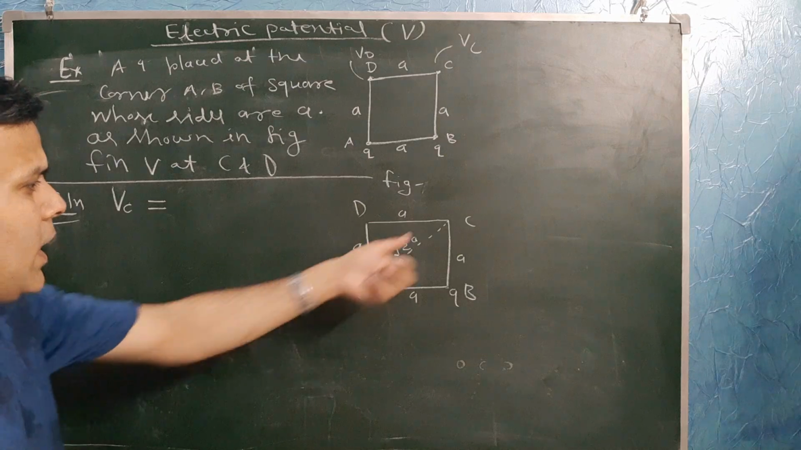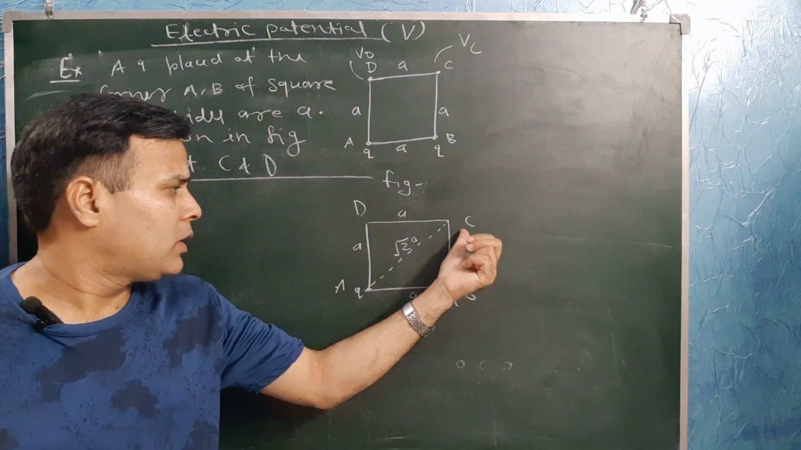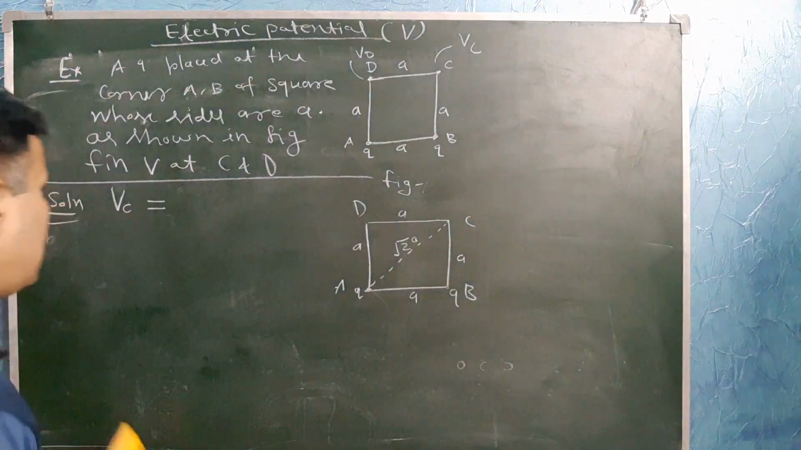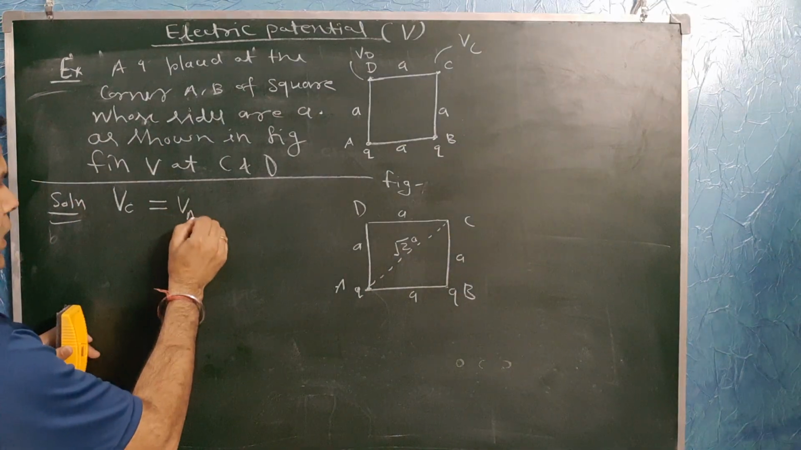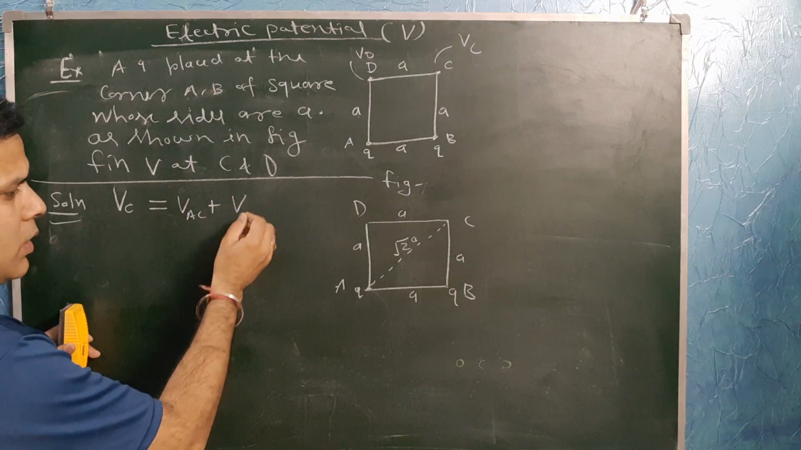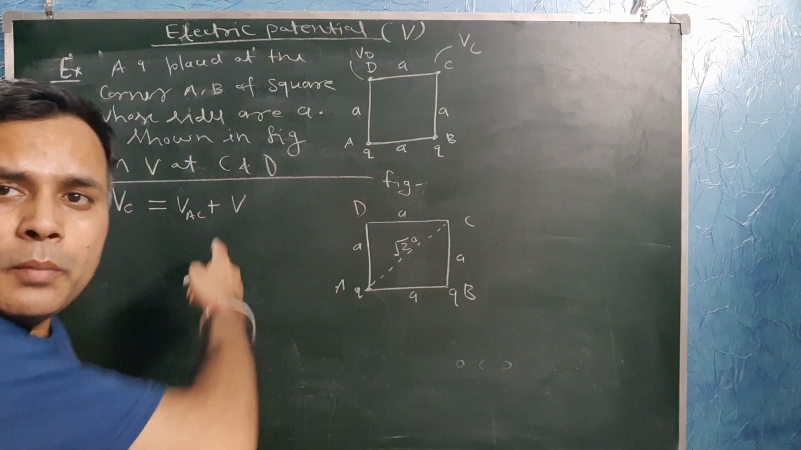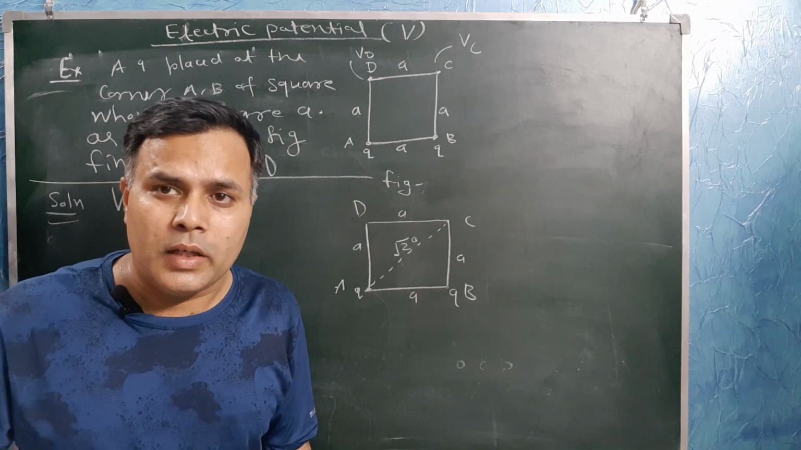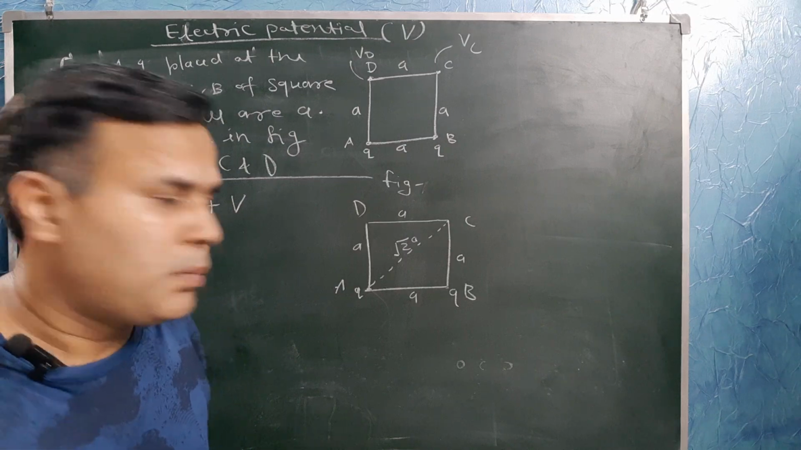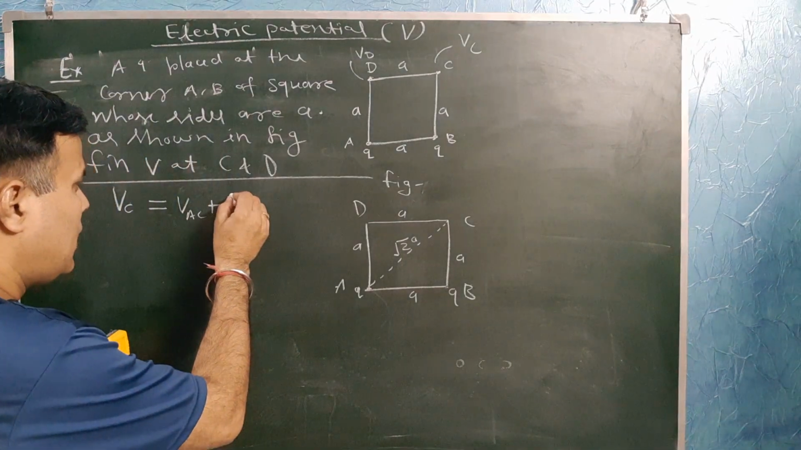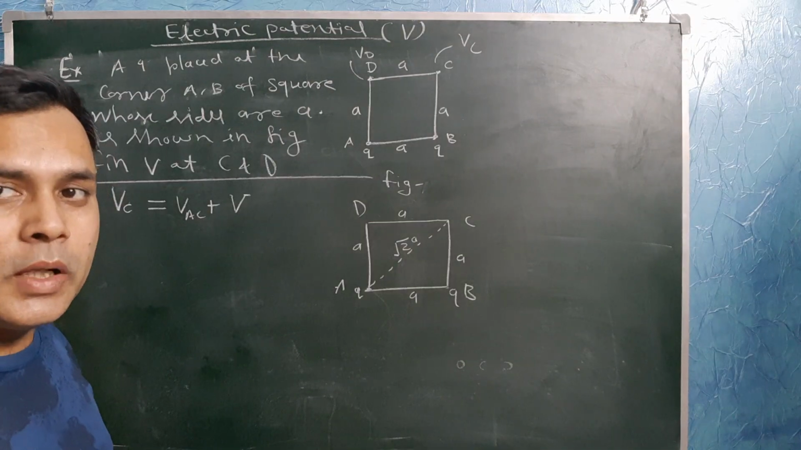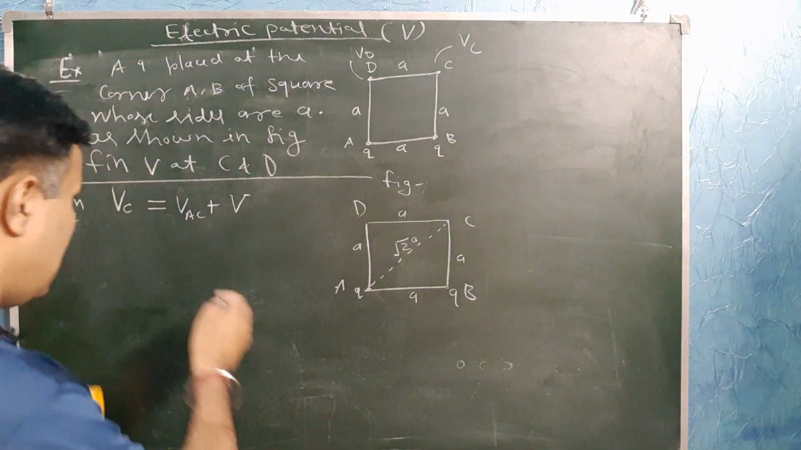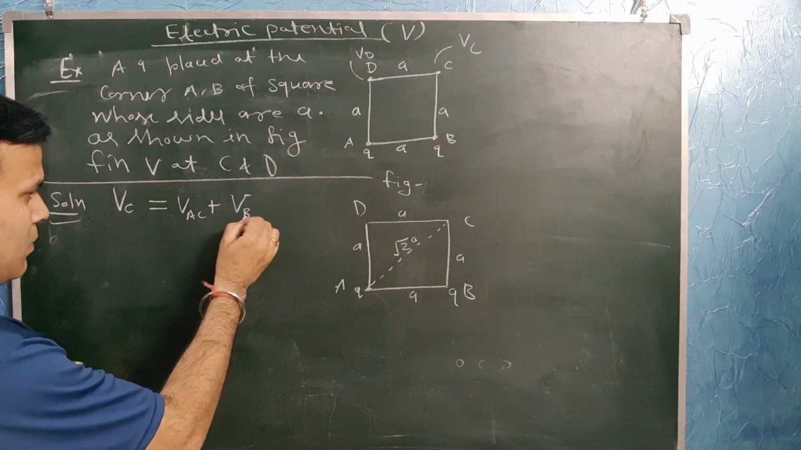So potential at this point C is simply the potential due to this charge and potential due to this charge. So potential due to VAC plus potential due to VBC. This is a scalar quantity, and potential also follows the law of superposition. We have already explained the concept of superposition in lecture 1. The principle of superposition is an experimental fact. This is not a logical necessity.